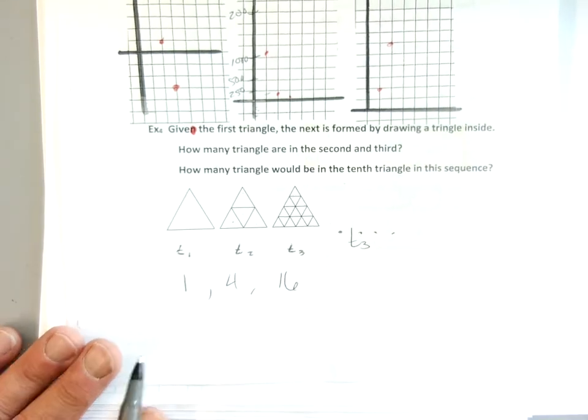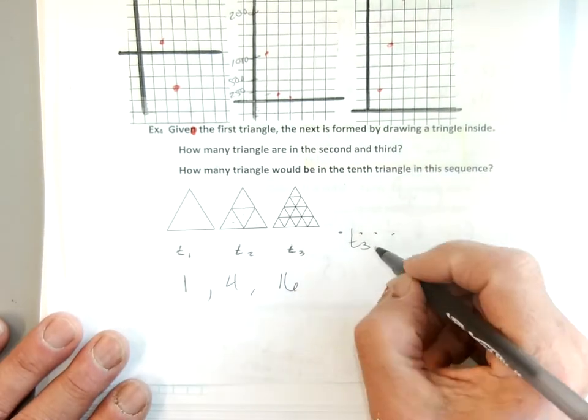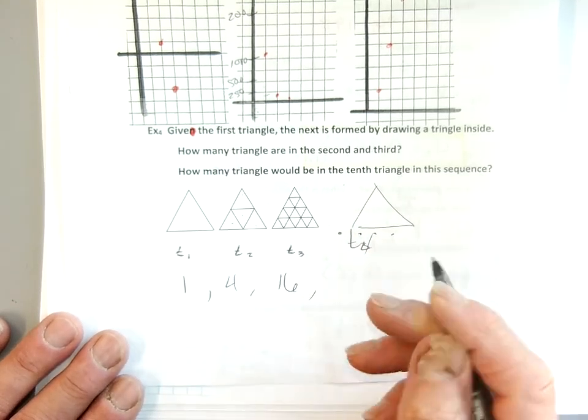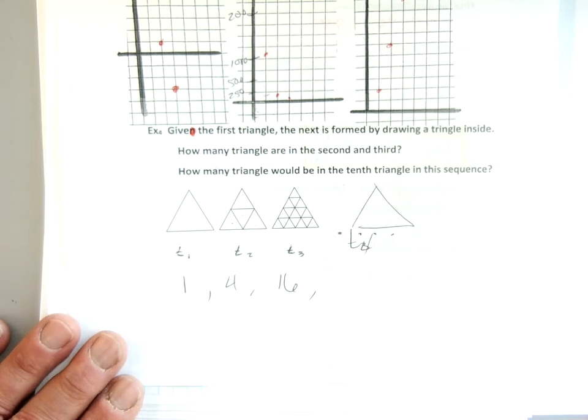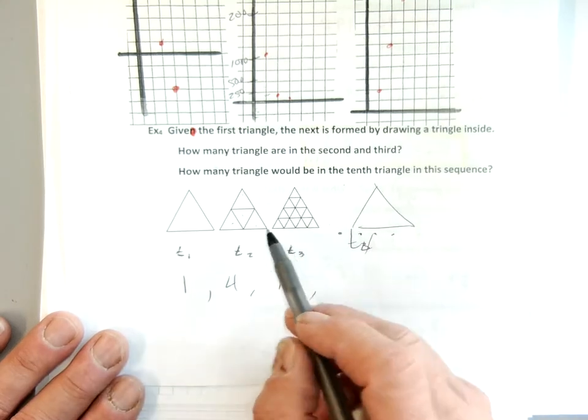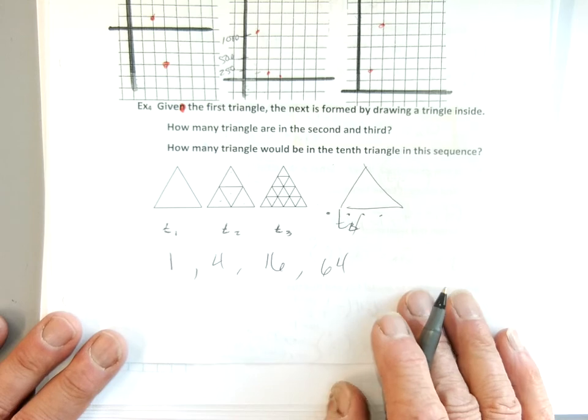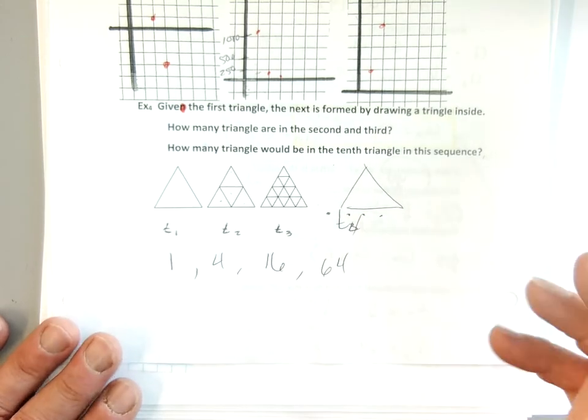Okay, there's 16. So T3, I don't want to draw T4, I'm sorry. I don't want to draw, this would be like way too hard. So how many triangles will be inside of this one? Ooh, how'd you get that? You just multiply. So there's always going to be 4 triangles in every one, right? 64, awesome. How many triangles will be in the 10th one?